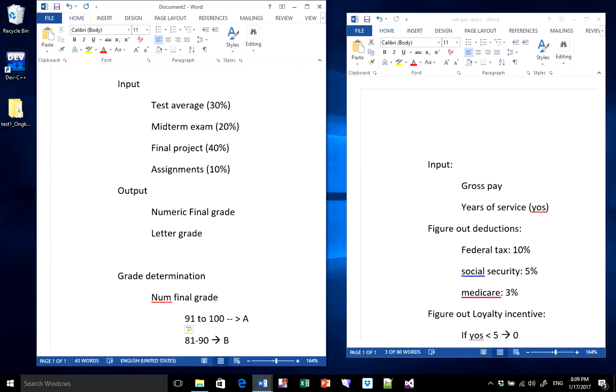So if you look at it, it's the same idea as the net pay. The only difference is you will ask for 4 inputs.